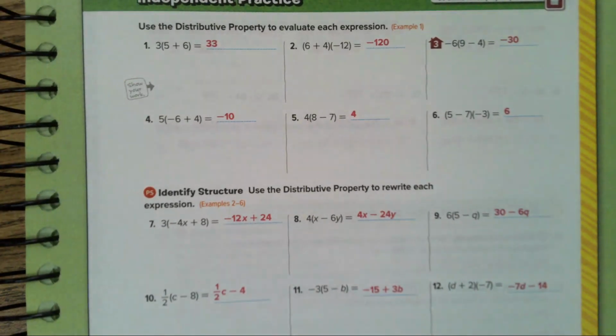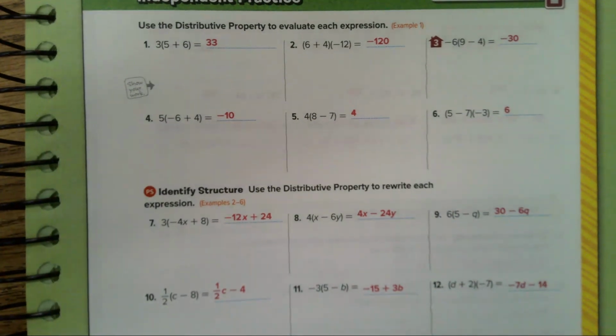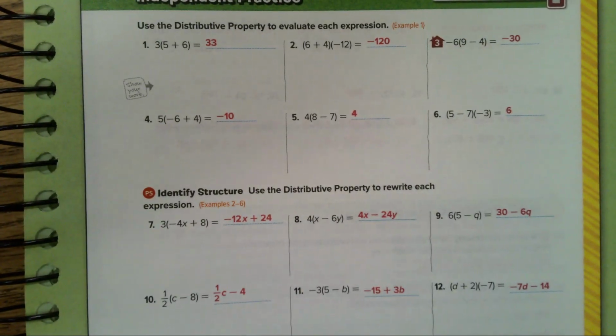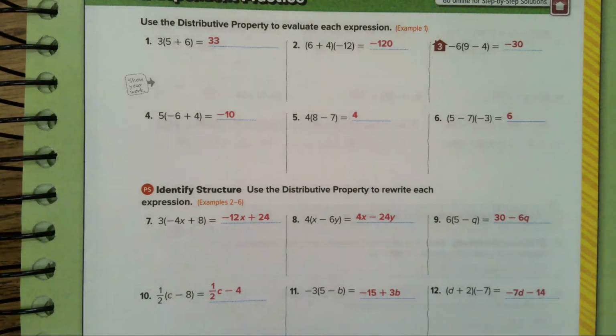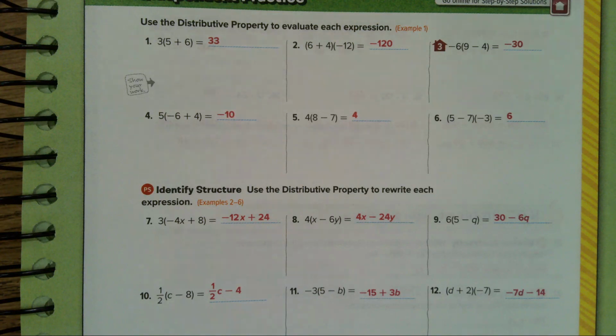Number 1, you should have 33. Any questions on that? Number 2 is negative 120. Number 3 is negative 30. Number 4 is negative 10. Number 5 is 4. And number 6 is 6. Any questions?